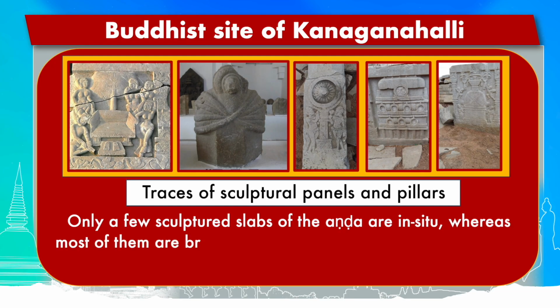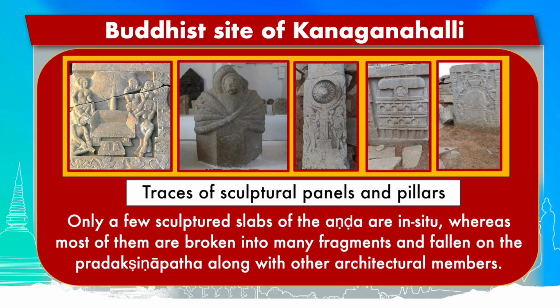Only a few sculptured slabs of the drum are in situ, whereas most of them are broken into many fragments and fallen on the Pradakshina path along with the other architecture members. The dome drum slabs are divided into three segments. The lower segment is decorated with a railing motif.